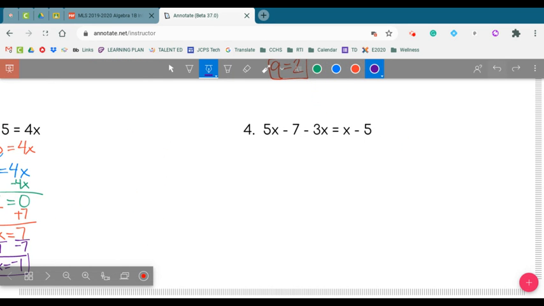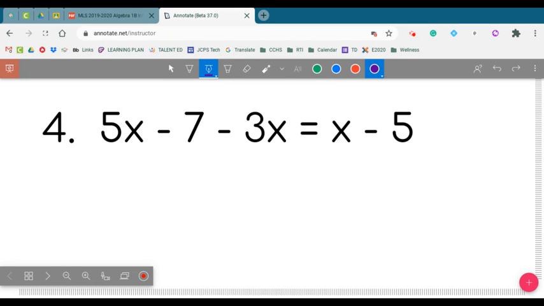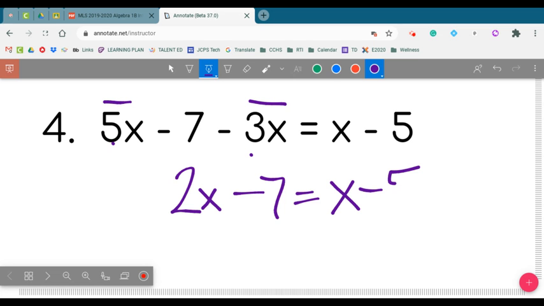Okay, number 4. Are there any parentheses? No. So then I have to think, can I combine like terms? On the left side, there are 2 sets of x's, so I can combine those. So you have 5x minus 3x. That's going to give you 2x. You didn't do anything to the negative 7, so bring it down. And then x minus 5.